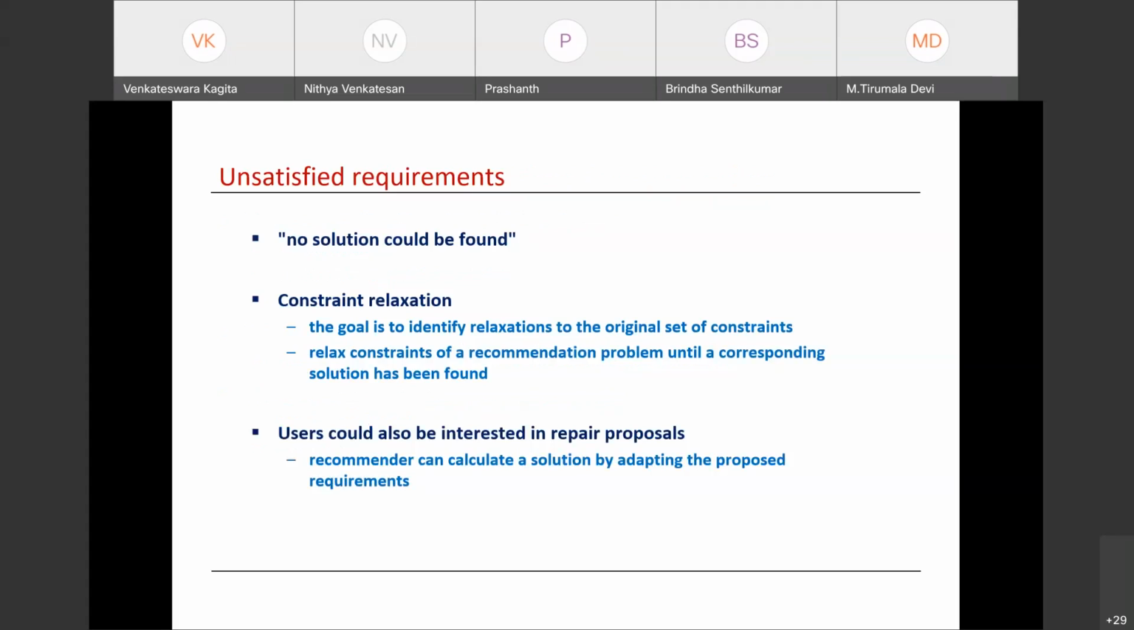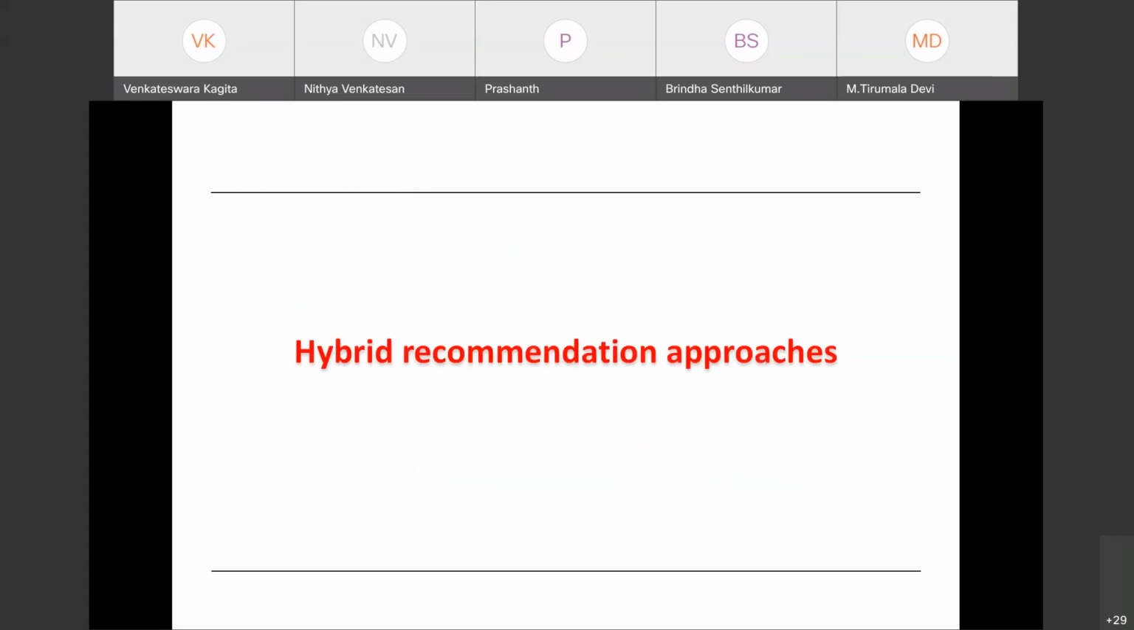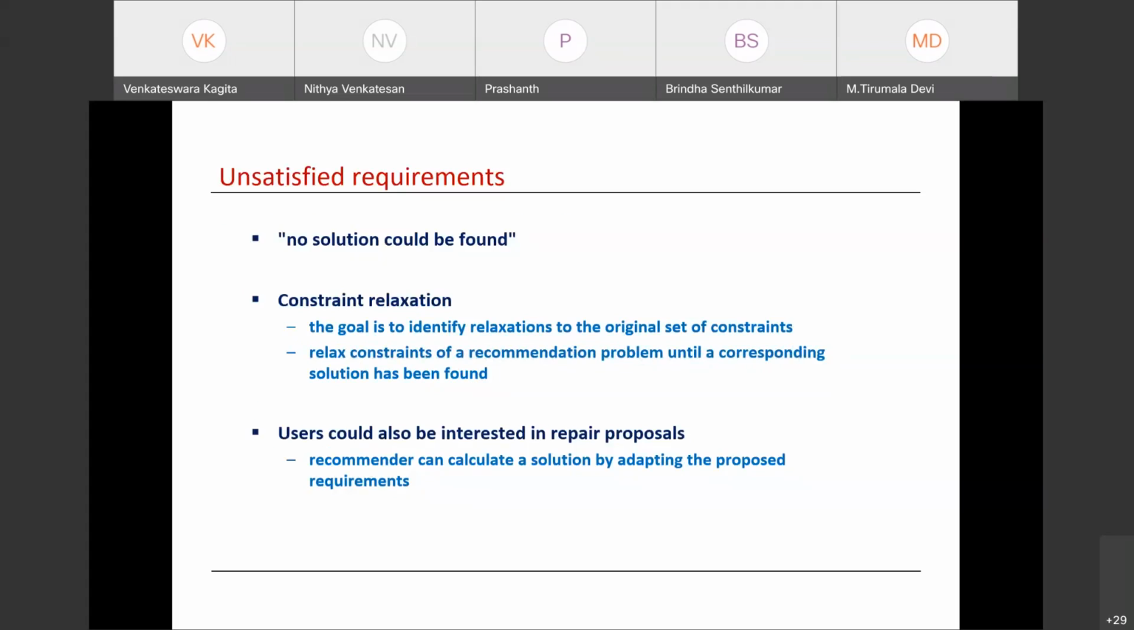So the goal is to identify the relaxation to the original set of constraints. And the user could also be interested in repairing proposals, right? So the recommender can calculate a solution by adapting the proposed requirements or the revised requirements. Okay, so this is how you can do it.